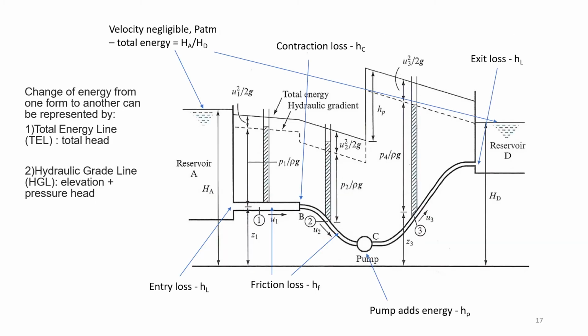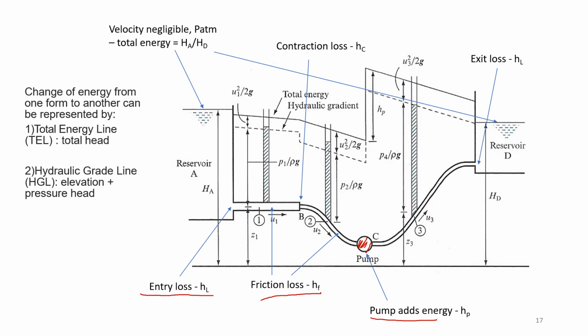Okay, so this is the graph that was mentioned earlier. So we have loss, entry loss, HL. So here, of course, we have friction here because we have a curve from above to below, and then we have a pump here. So here we have energy gain.